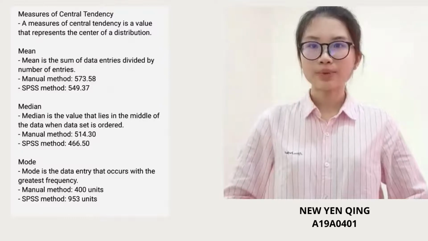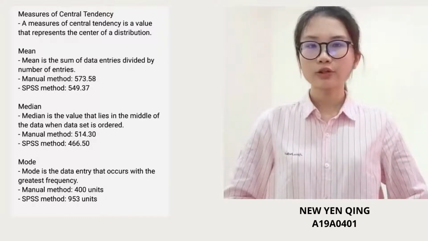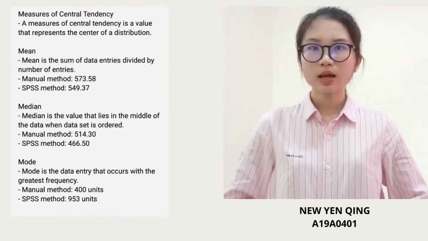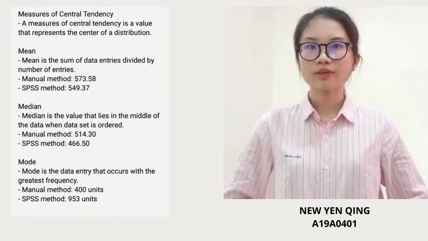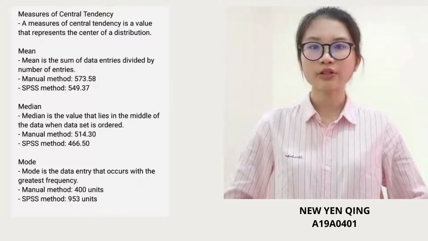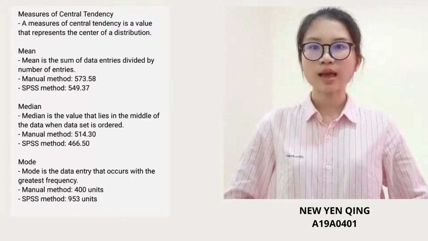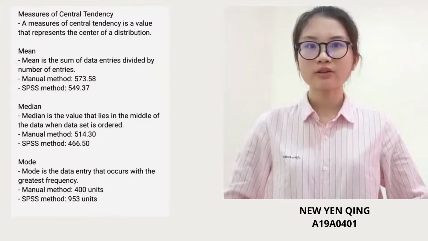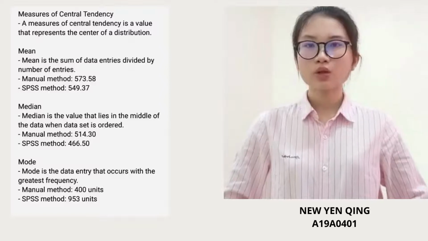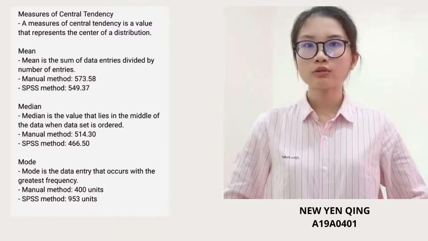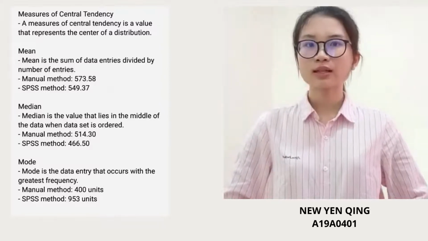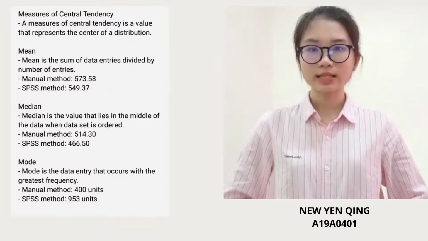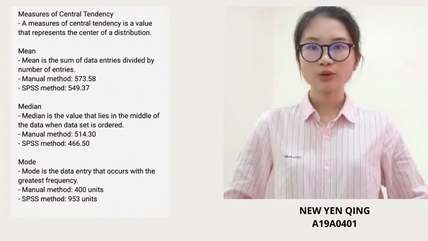Besides, mode is the data entry that occurs with the greatest frequency. When using the manual method, the result shows that the mode of number sales of cars is 400 units. When using the SPSS method, the mode of number sales of cars is 953 units. So, these are the three measures of central tendency for the statistic report of total number sales of cars in 2016, 2017, and 2018.